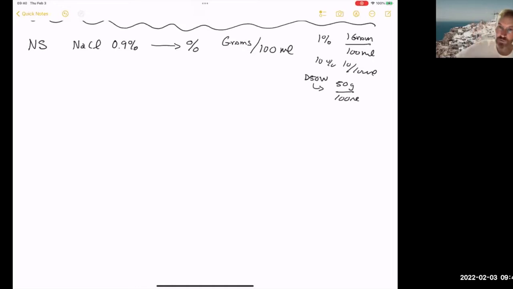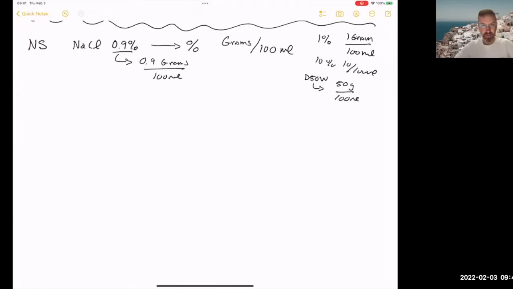So with sodium chloride, if it is 0.9%, there should be 0.9 grams of sodium chloride in every 100 milliliters of IV solution. So let's see if we can prove that. All right, let's see if we can prove that with the chemistry knowledge that we have.